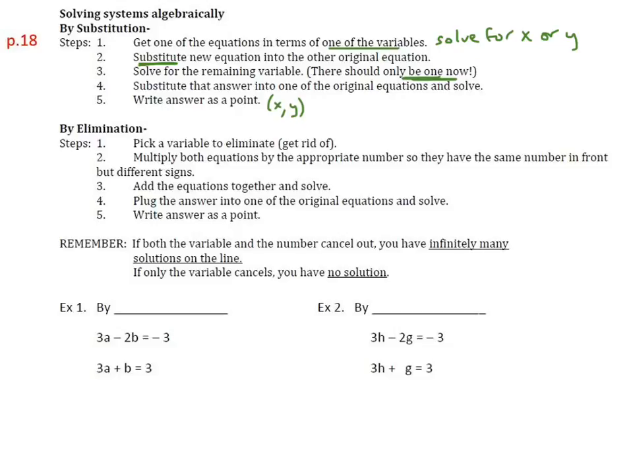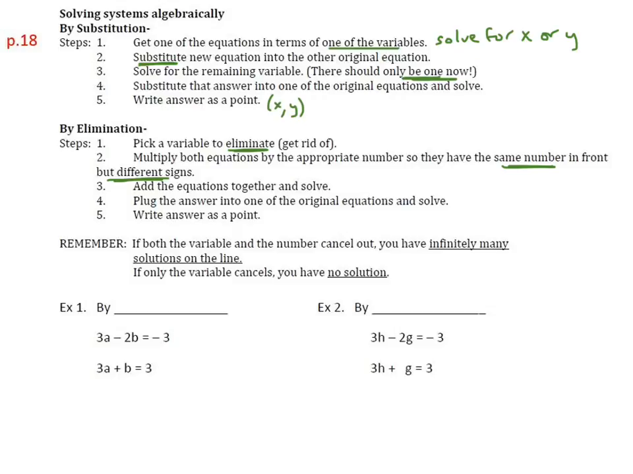The other method that we're going to talk about is the elimination method, and we're going to pick one of the variables to eliminate. We want to get rid of one of those variables, and you can decide if you want to get rid of the x or the y first. It doesn't really matter. So you might need to multiply one or both of the equations by a certain number so that they'll have the same number in front but different signs. We want them to cancel out or eliminate. We want to get rid of one of those variables. Then we can add our equations together and solve.